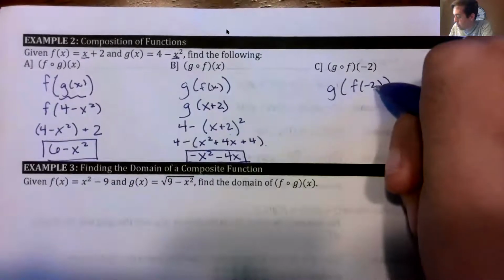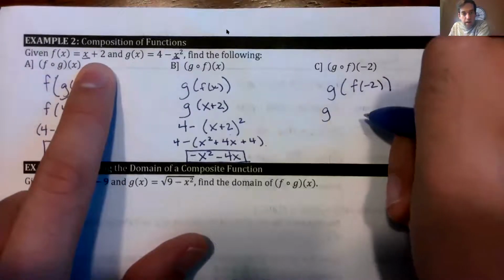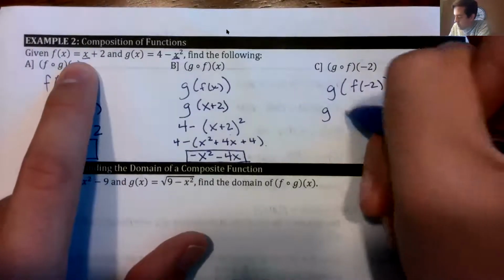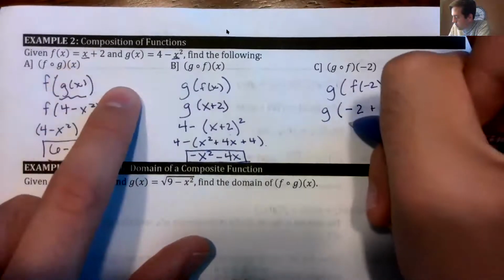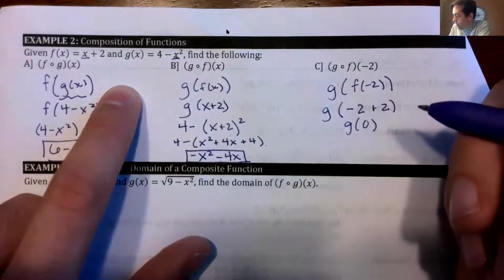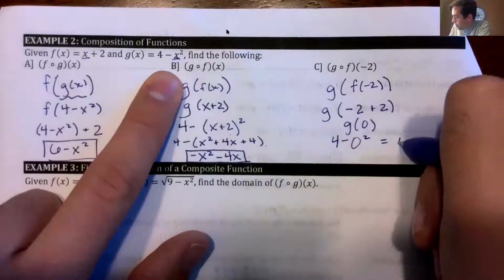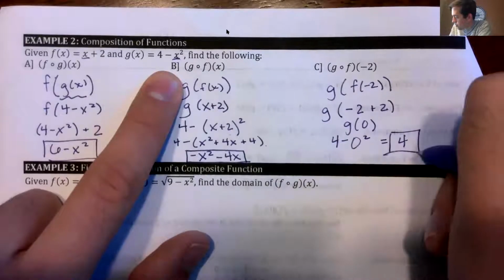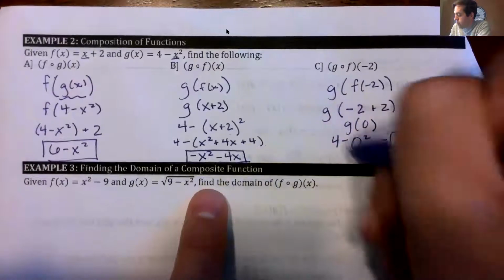So we have f of negative 2. So the first thing we're going to do is figure that out. So we plug in negative 2 for x here, and we get negative 2 plus 2. So that's 0. So now we do the outer of 0. And so over here, we have 4 minus 0 squared, and it's going to be 4. All right, so that's the starting from scratch way to do it.